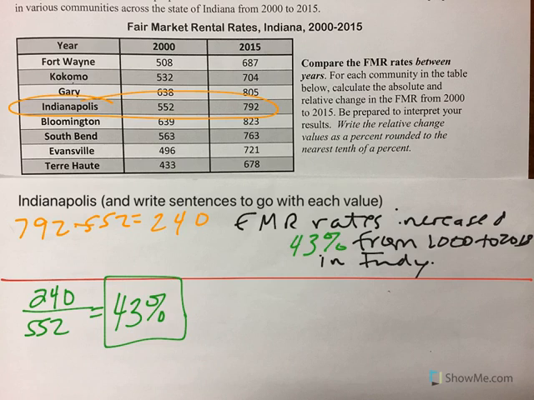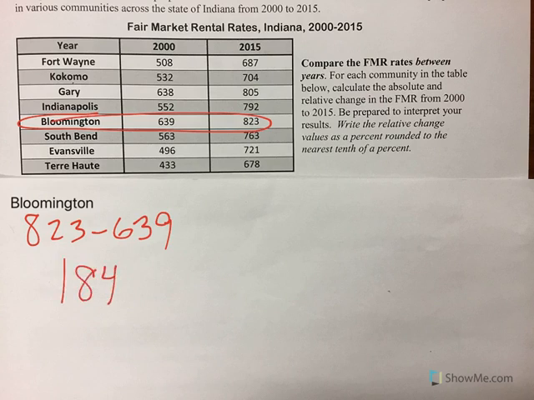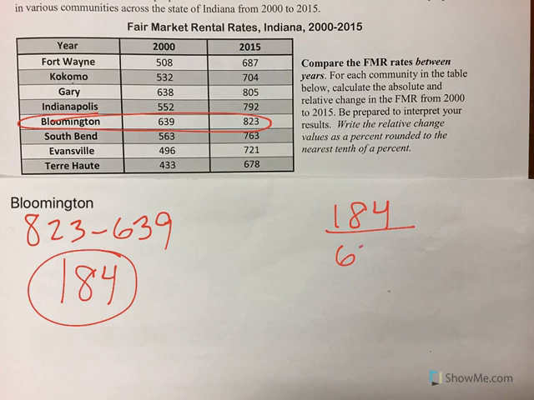So notice how when you're doing your sentence, you really can just switch out a little bit dealing with absolute or relative change. Bloomington, here's Bloomington. New minus old gives you absolute change. New minus old, which is the absolute change divided by old, gives us the relative change of 29%.